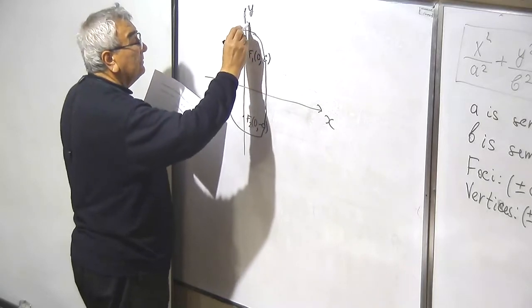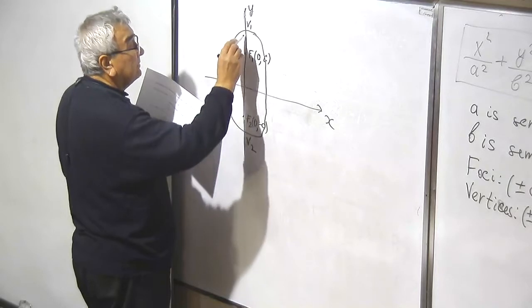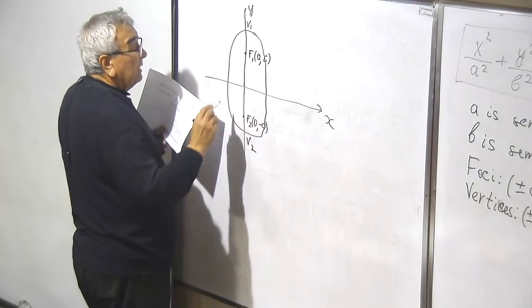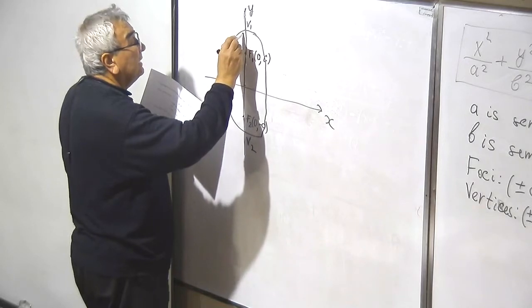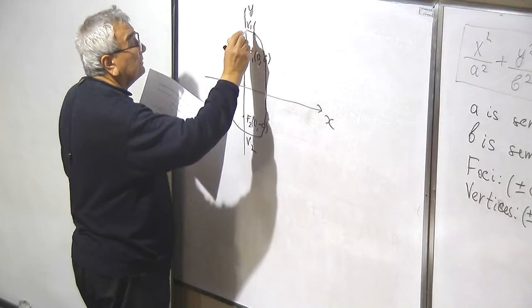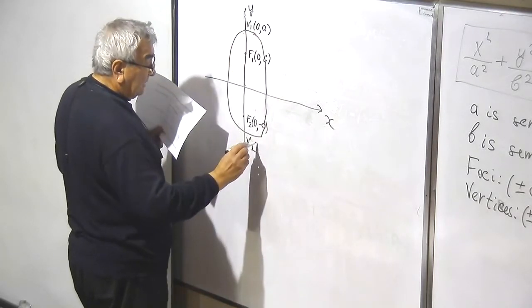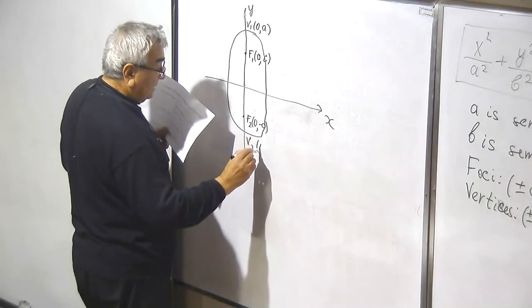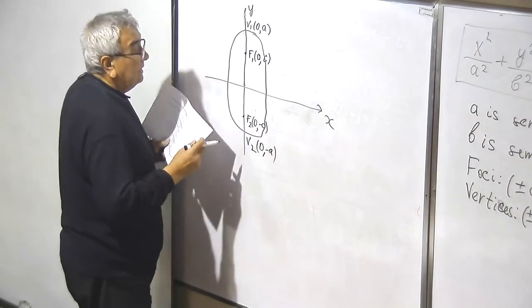That means here is vertex 1, here will be vertex 2. The distance is equal to a, the distance is equal to a, but the coordinate should be equal to what? 0 and a. Here the coordinate will be 0 and minus a.